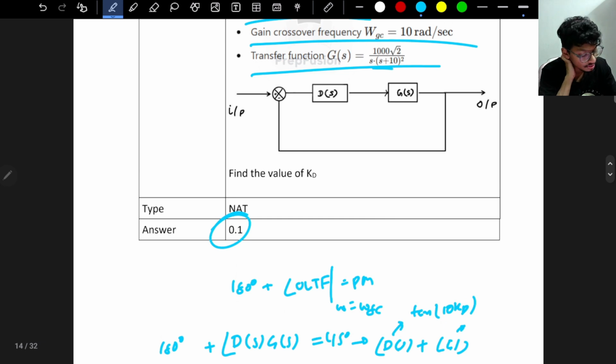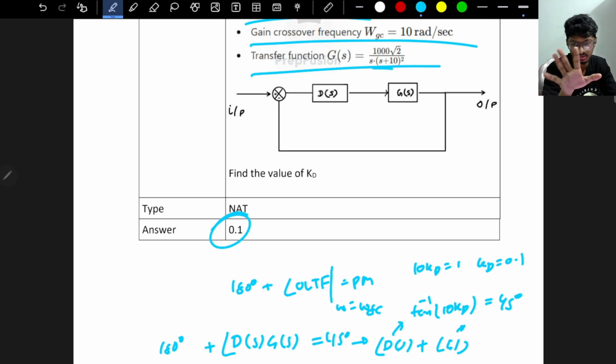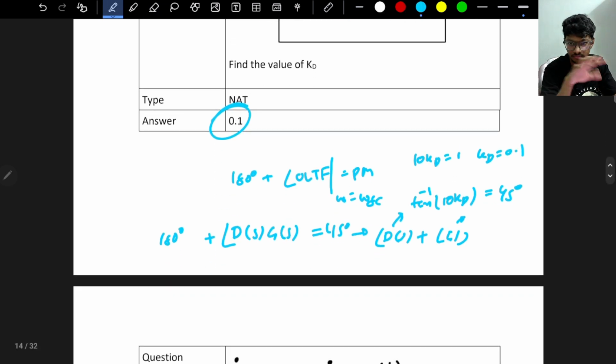Some expression will come. I remember that this expression used to come as tan inverse. So this is not tan, this is tan inverse of 10 KD, which was 45 degrees. So 10 KD will be 1, so KD from here will be 0.1. Okay. From what I remember, this was the actual answer, the equation. At the end you will get this one.